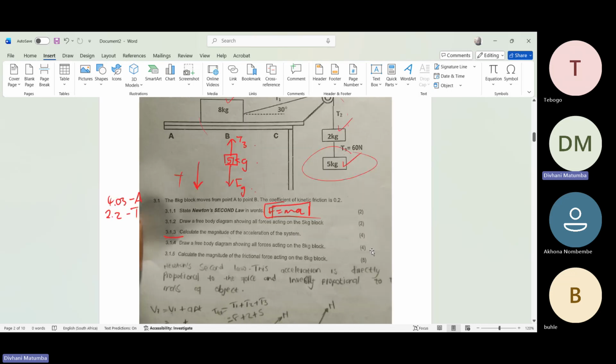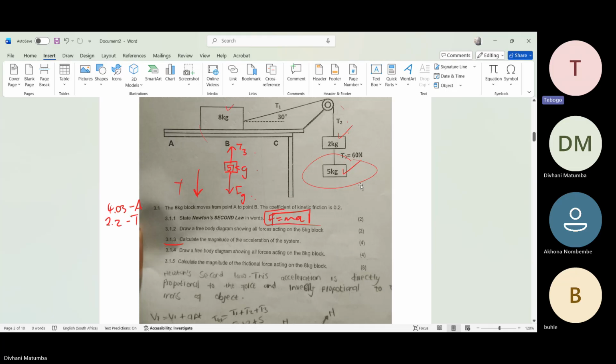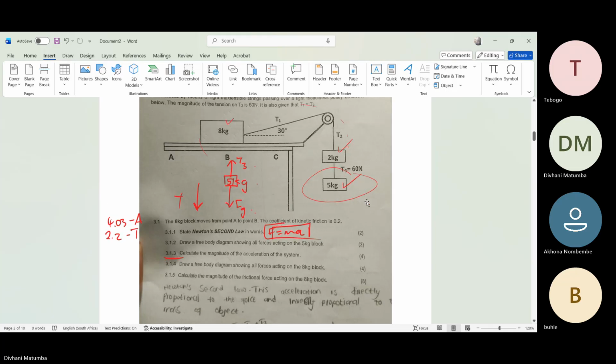Is the system moving upwards or downwards? The system is moving downwards. Okay. Do you agree that the force of gravity on the 5 kg is 49? Yes. And the tension is 60. Yes. 60 is greater than 49. The resultant force is upwards.